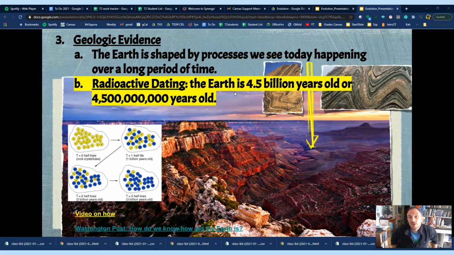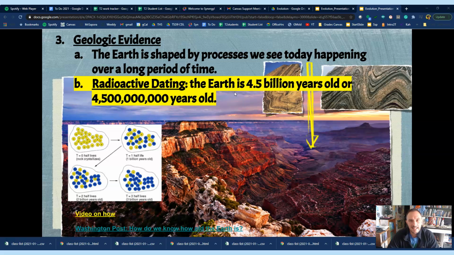So the question is, how old is the Earth? How much time do we have, right, for life to change and evolve here on Earth? And we have a lot of time. Radioactive dating is how geologists date rock formations, and there's a number of different types of radioactive dating as well.